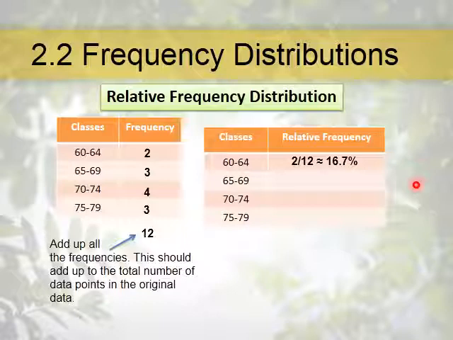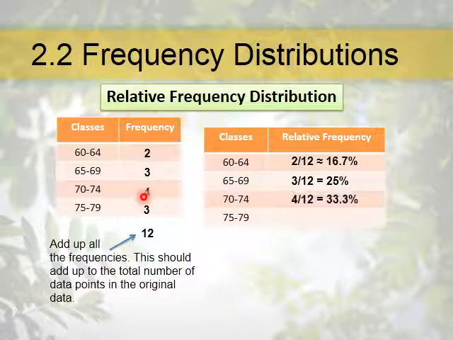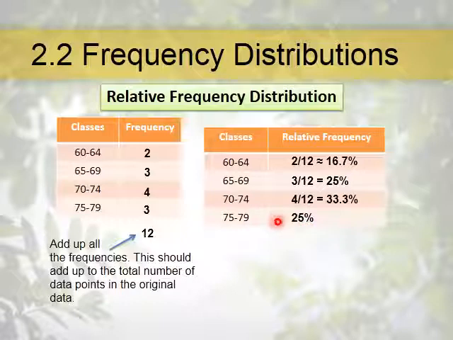So I'll do the same thing for the second class. Now I take my 3 and I divide it by 12, and I get the percentage 25%. Do the same thing with 4 divided by 12, and I'll get 33.3%. And lastly, do the same thing with 3, and of course I already did 3 divided by 12 and got 25%, so I know this one will be 25%. So one way to interpret this is that 25% of the data was between 75 and 79.